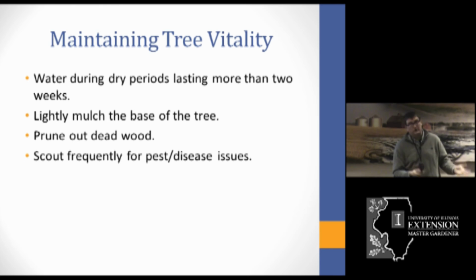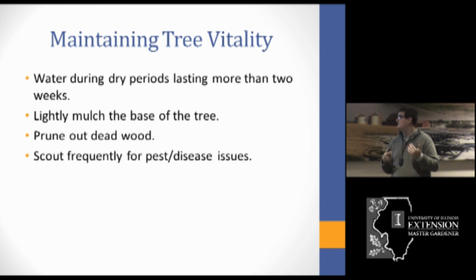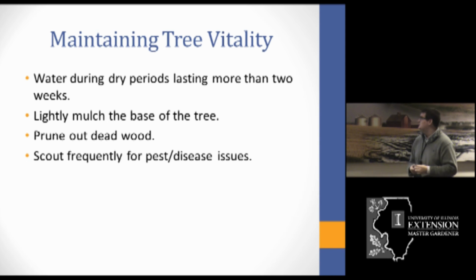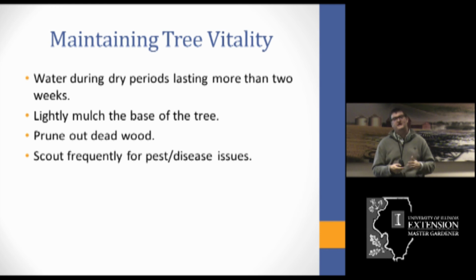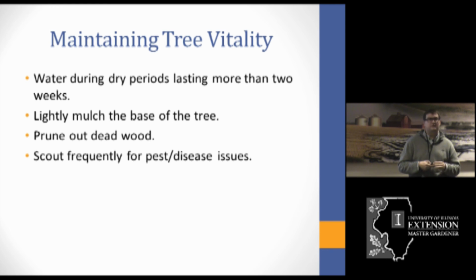Just like we talked about garden sanitation, we want to talk about maintaining tree vitality, or plant vitality in general. You want to water during dry periods lasting more than 2 weeks. It's really important to make sure that the plants don't experience drought conditions unless absolutely necessary. You want to lightly mulch the base of any trees or shrubs, again, to conserve water and keep that soil moisture high. If you find any dead wood or diseased branches, you want to go ahead and prune those out whenever you see them. And again, just like with the vegetable garden, take a look at your plants. Scout frequently for pests and diseases, and catching something early will definitely increase the likelihood of prevention.